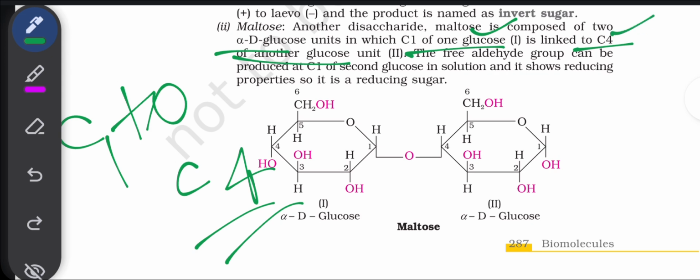The free aldehyde group can be produced at C1 of the second glucose. In solution, it shows reducing property, so it is a reducing sugar because this CHO is free on the other one. Where is it? Alpha D glucose.